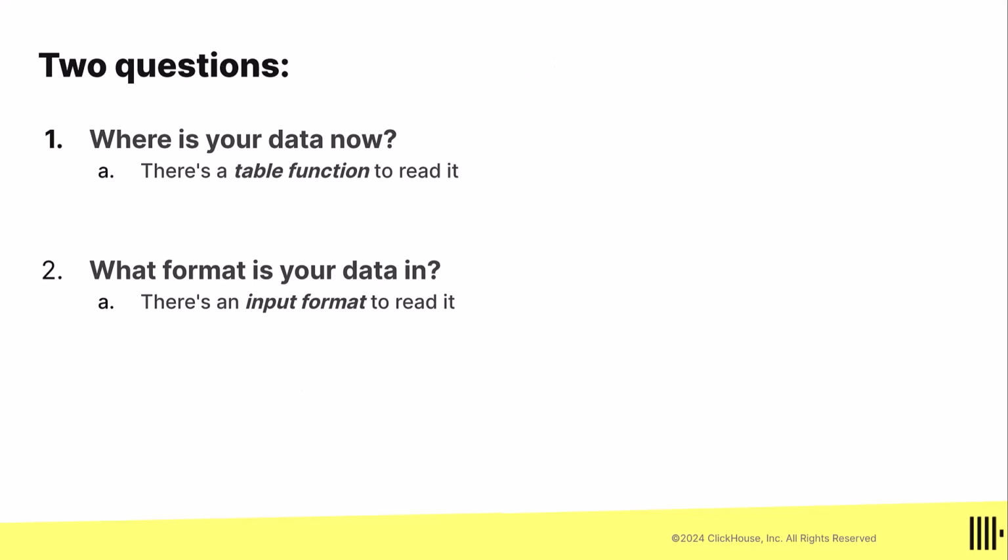What's nice is wherever your data sits now, so these are the two questions on the slide here. Where's your data and what format is your data in? Wherever your data sits now, there's probably a table function, and that's what's super nice. And I'll go through a bunch of table functions here in the next few slides. And then I'll show you the input formats, literally dozens and dozens of formats that ClickHouse can just read from. And so that's really nice as well.